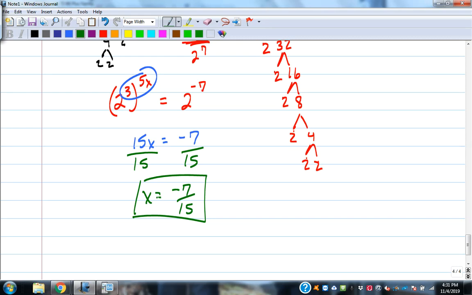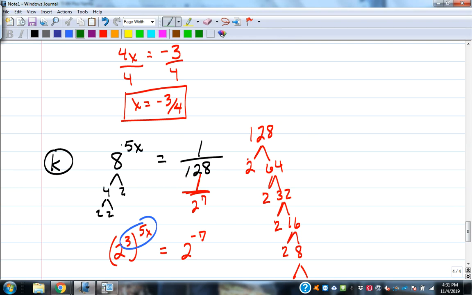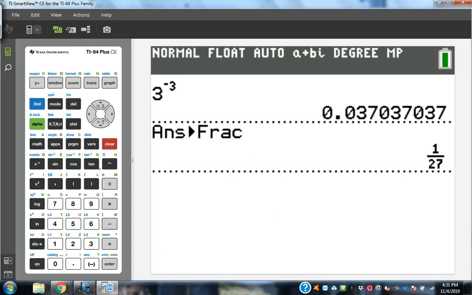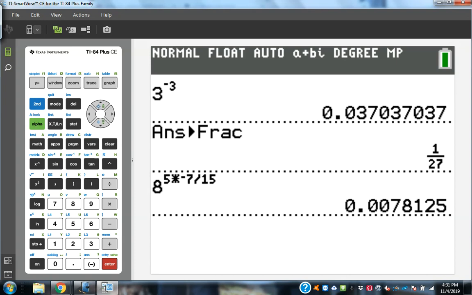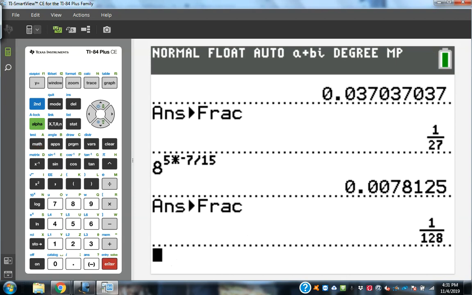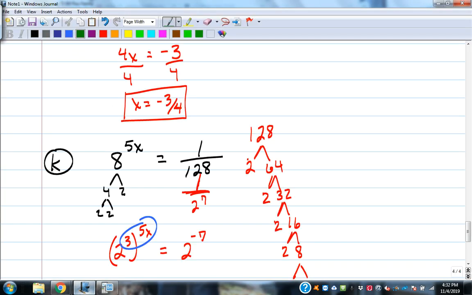And because it's an equation, you can always take that answer and plug it back in for x in the original problem and see if it equals the same thing on the other side. So if I did 8 raised to the 5 times negative 7 over 15, and then hit math, enter, 1 over 128. So I can always check. Because it's an equation, I can always plug back in and check. That's always a plus side to doing equations.